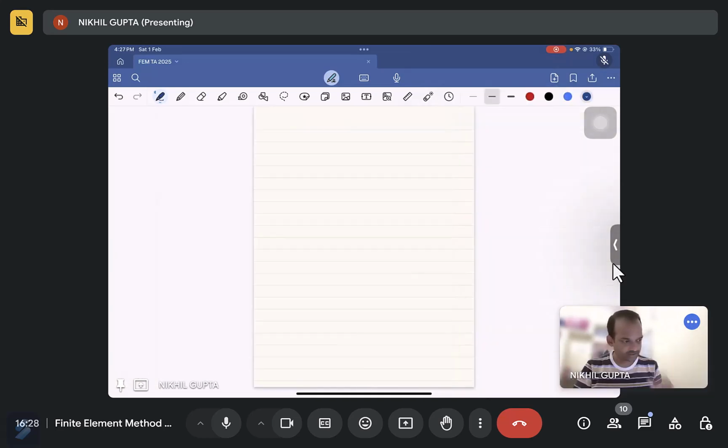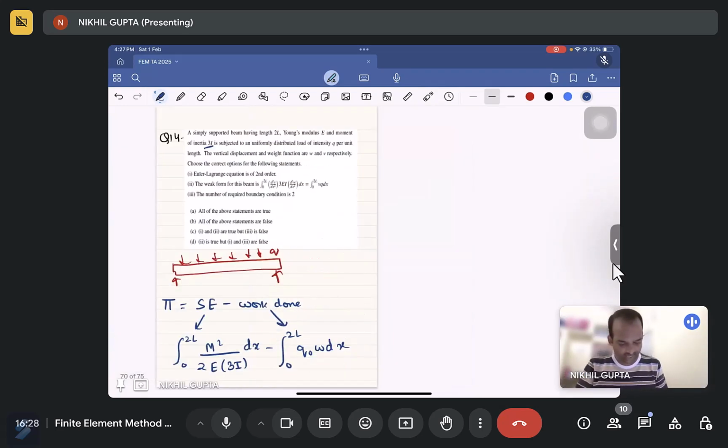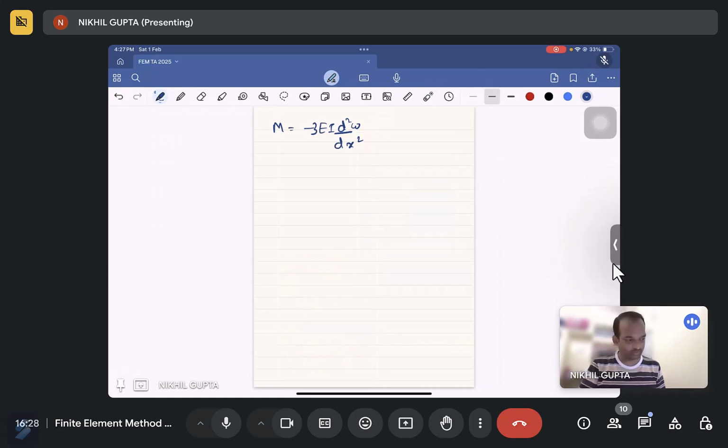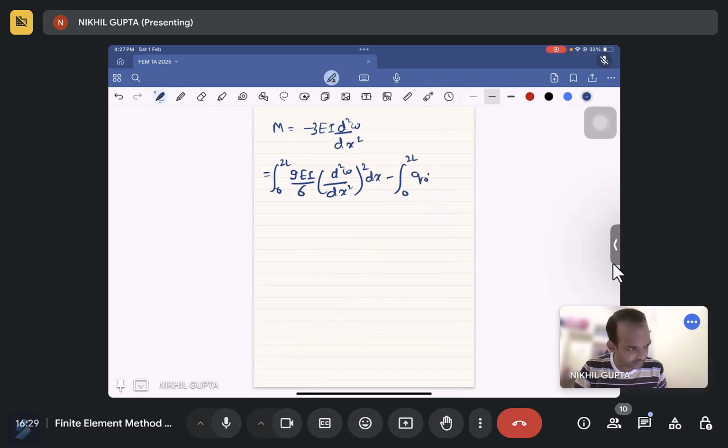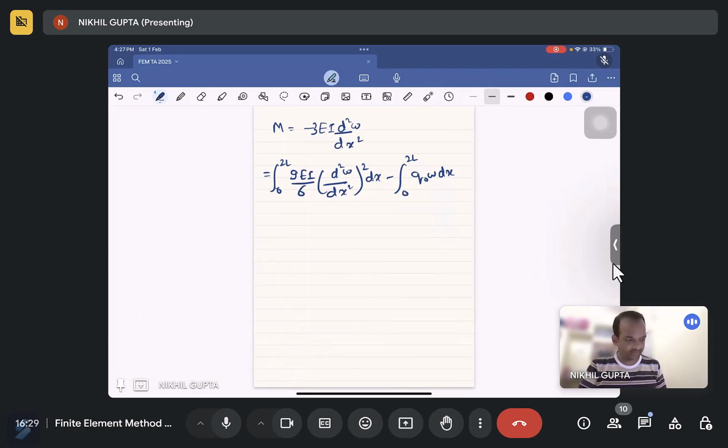We know the basic M equation, which is minus EI d2W by dx square. This is the basic beam equation we know. But here I is 3I, so we can write it as minus 3EI d2W by dx square. Now we put this M into the equation, and we get integral 0 to 2L of 9EI by 6 times (d2W by dx square) whole square dx minus integral 0 to 2L of Q naught W dx. I am just putting M into this and showing you the final version.